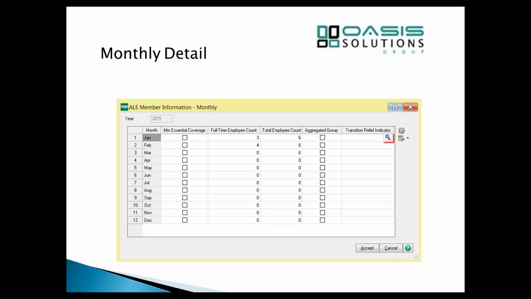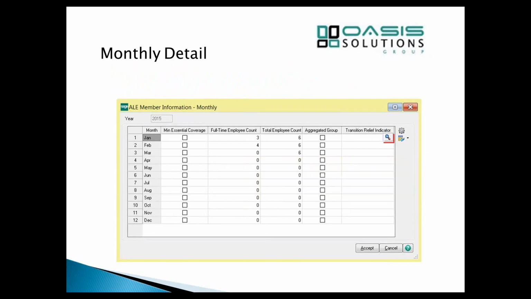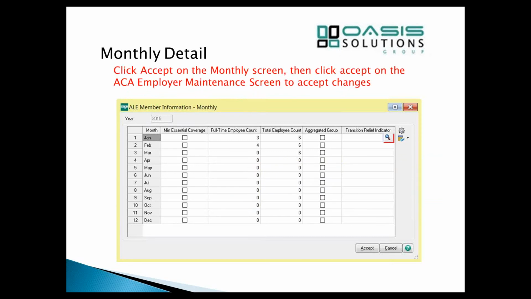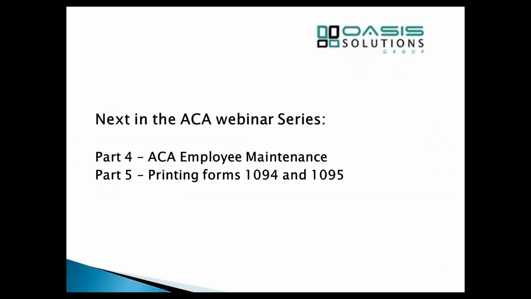The final column is the transition relief indicator. If you click in the space provided, you will get a drop-down box and you'll have the options there. If your company is eligible for Section 4980H transition relief, you would enter the code indicating the type of relief for which you were eligible. Once you have entered your information, you can click Accept at the bottom, and then on your employer maintenance screen you can accept again, and the information is then saved.